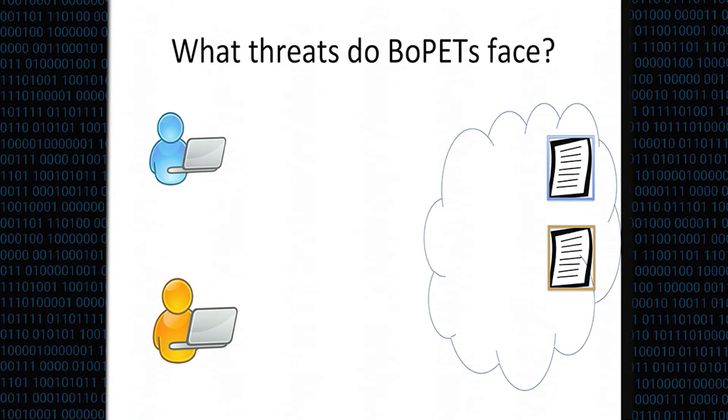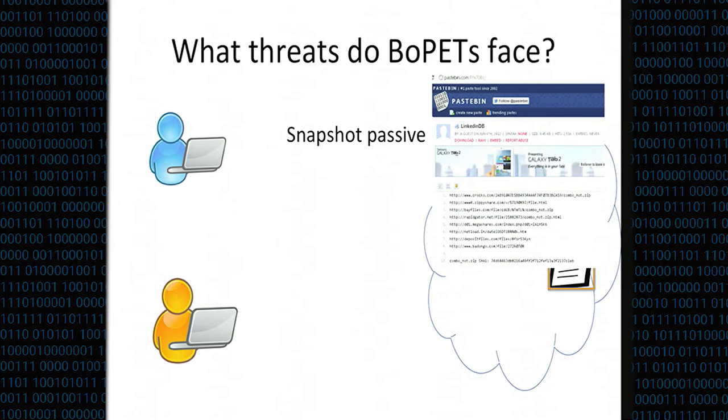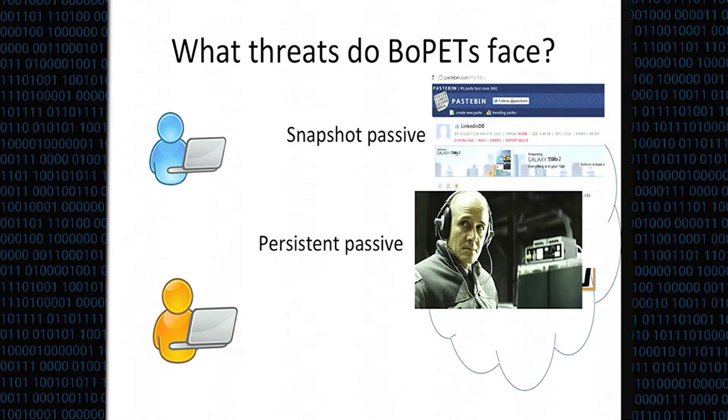And in this paper, we developed three basic threat models for BoPETs. The weakest threat model is a snapshot passive threat model, where the adversary breaks into the server and essentially steals a one-time copy of the data and the metadata. The next stronger threat model is a persistent passive threat, where the adversary breaks in and essentially monitors the communication and access patterns over a period of time between the clients and their data.